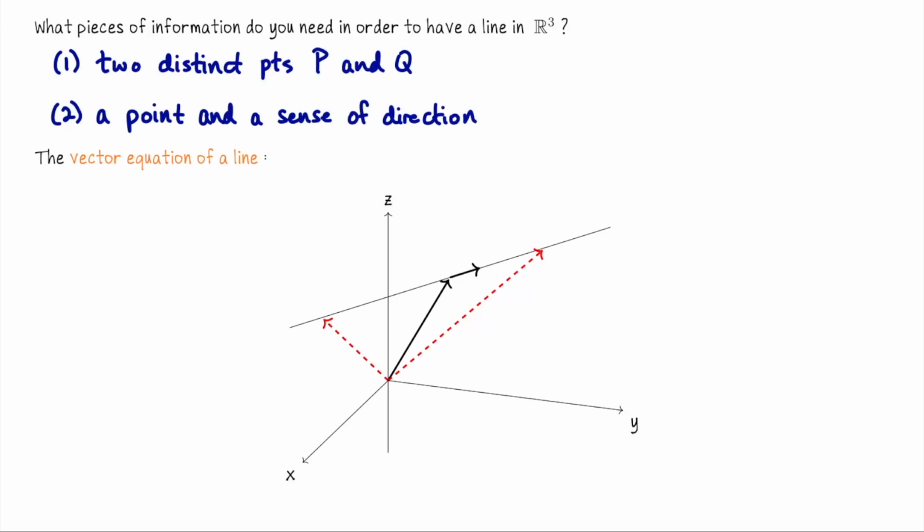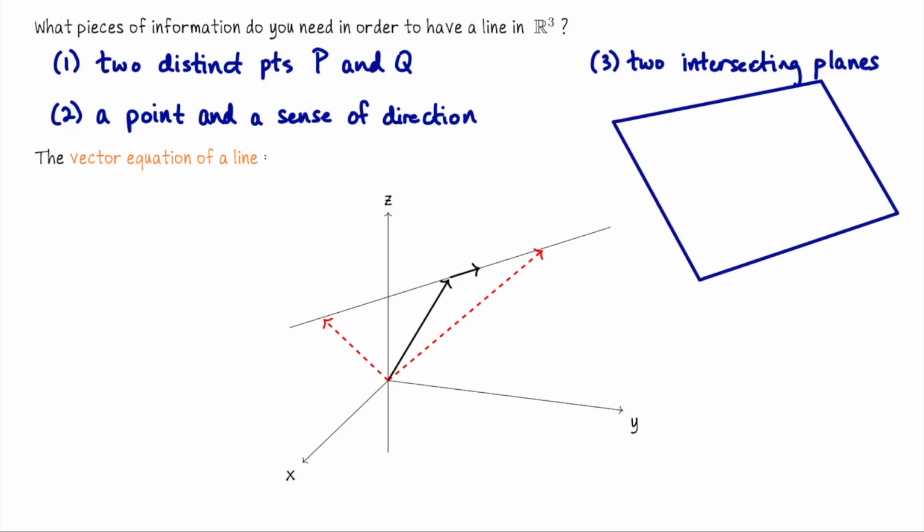In R3, though, there are other ways to specify a line, other ways to provide information which would uniquely determine a line. For example, you could have two intersecting planes. So for example, I could have a plane that goes kind of like this, and another plane which intersects the first plane. The points they have in common, the points that lie on both planes, form the intersection, and that intersection would be a line in R3.